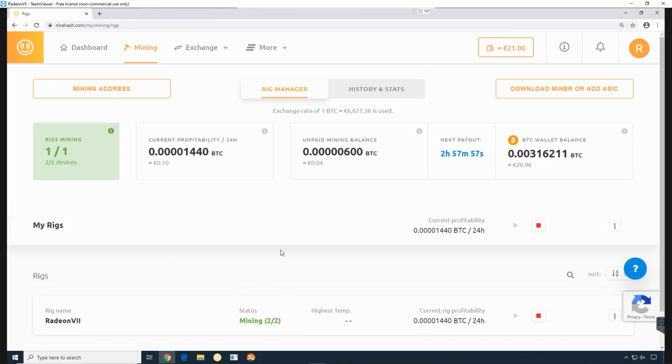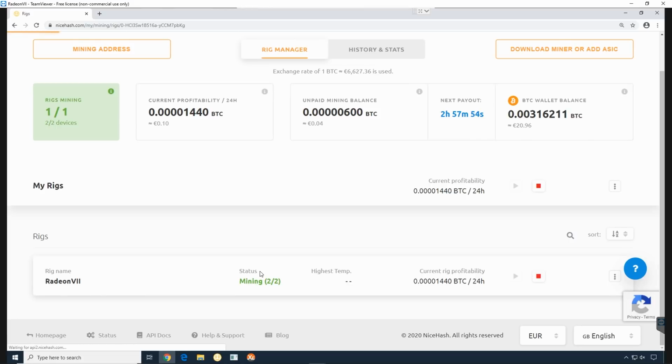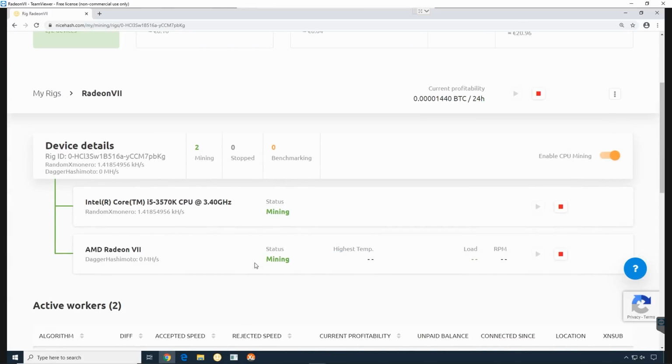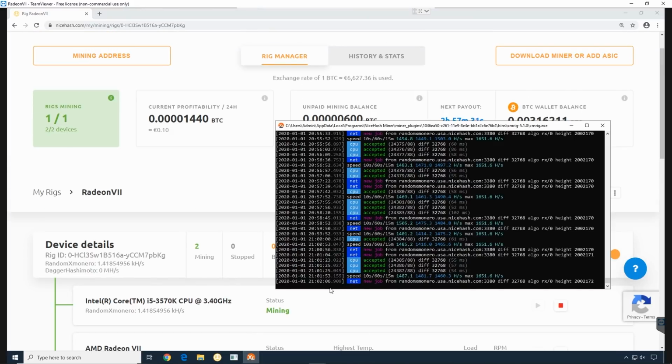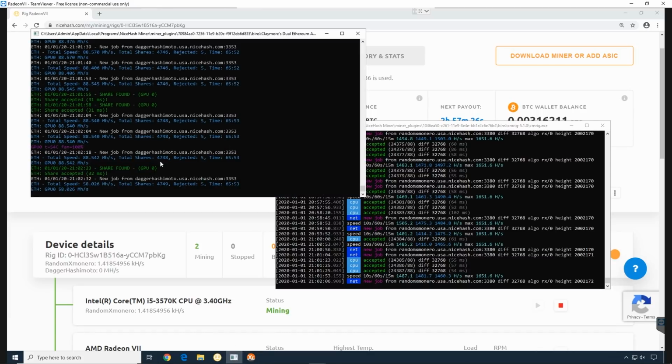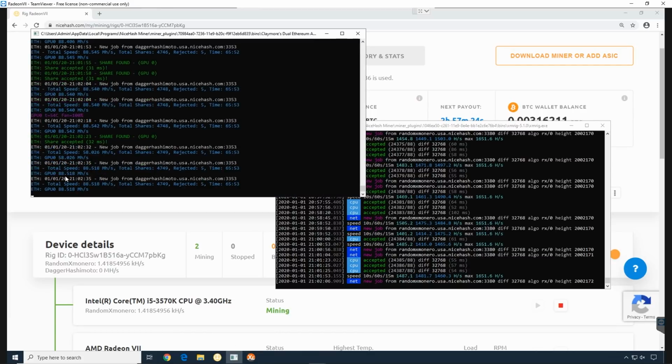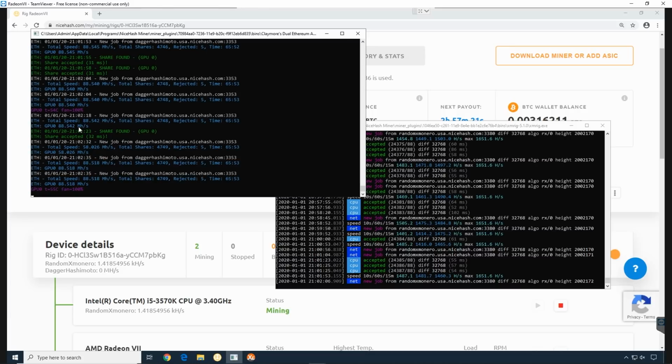Another funny thing I forgot to mention is that I'm also mining with the CPU that's currently on with this Radeon 7 as well. So technically, I should be getting more profits, but I really didn't. So let me show you in a second. The i5-3570K CPU is mining RandomX at the moment, so it's getting about 1.41 kilohashes per second. Actually, we can just see right here, almost 1500 hashes per second on RandomX. And then on Ethereum, we are getting about 88 to 89 megahash.